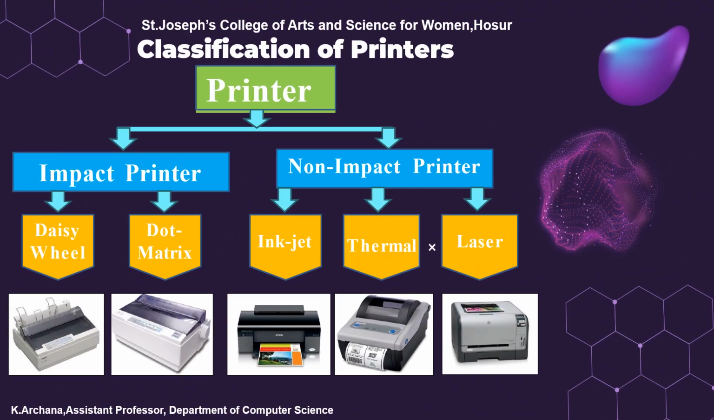Next, classification of printers. There are two types, impact printer and non-impact printer. Impact printer, there are two types, drum printer and dot matrix printer. Non-impact printer, there are three types, inkjet printer, thermal and laser printer.